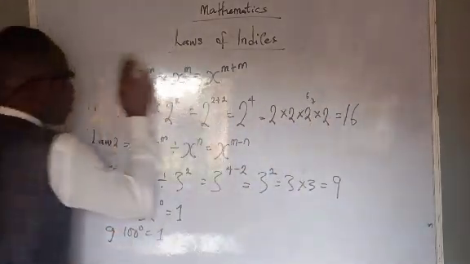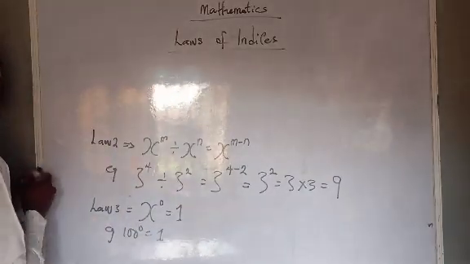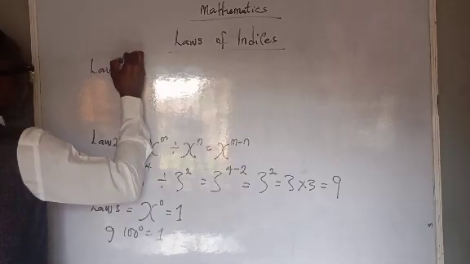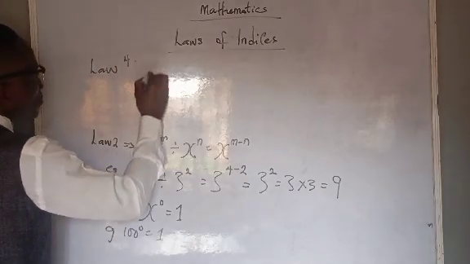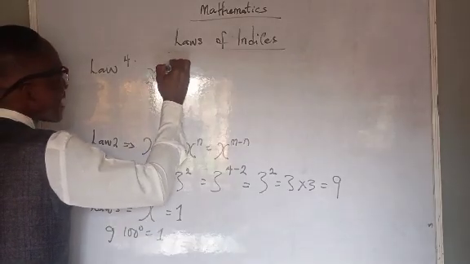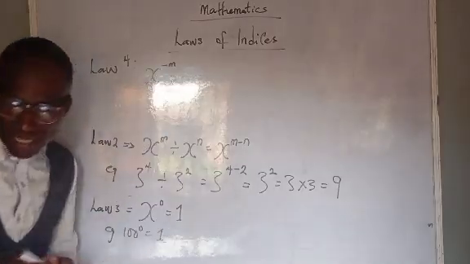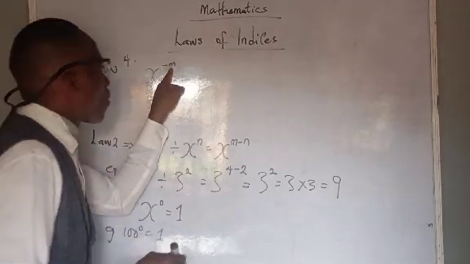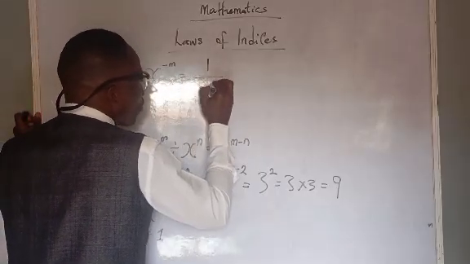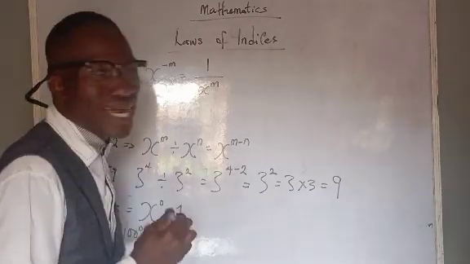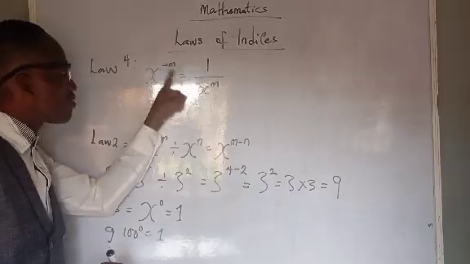Now, let's look at the next law. Law 4. It states that x raised to negative n. If I want to remove this negative sign in this power, what I'm going to do, I'm going to introduce 1 over x raised to the power of what? n. You introduce 1 and make this number a denominator. You see the way I remove the negative sign?